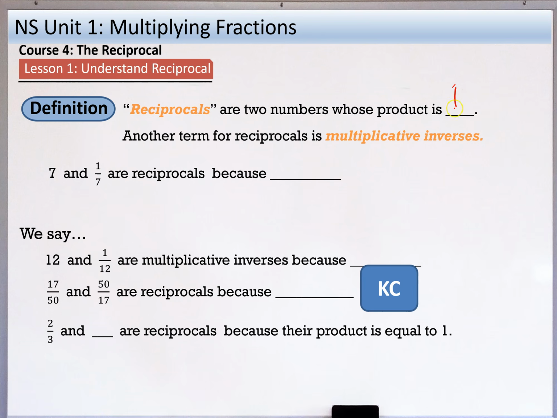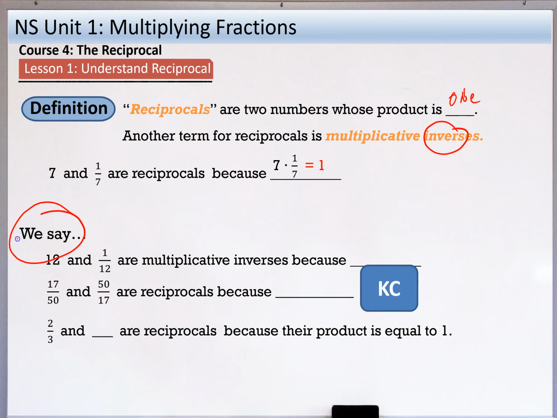And another term for reciprocal is multiplicative inverse, because to invert means to turn upside down. So 7 and 1/7 are reciprocals. Why? Because their product, 7 times 1/7, is equal to 1.